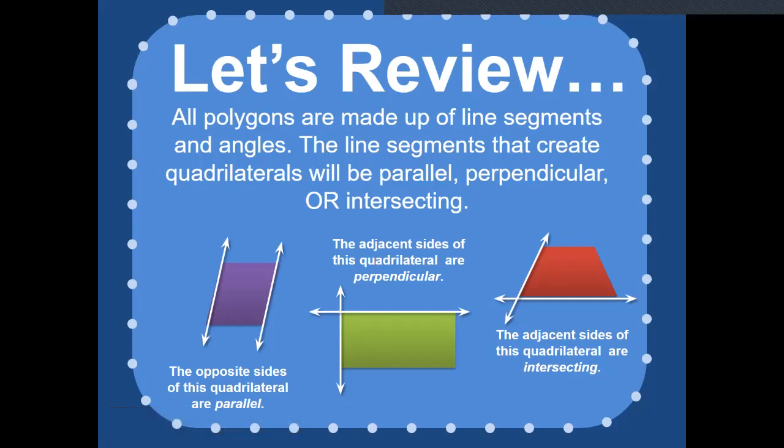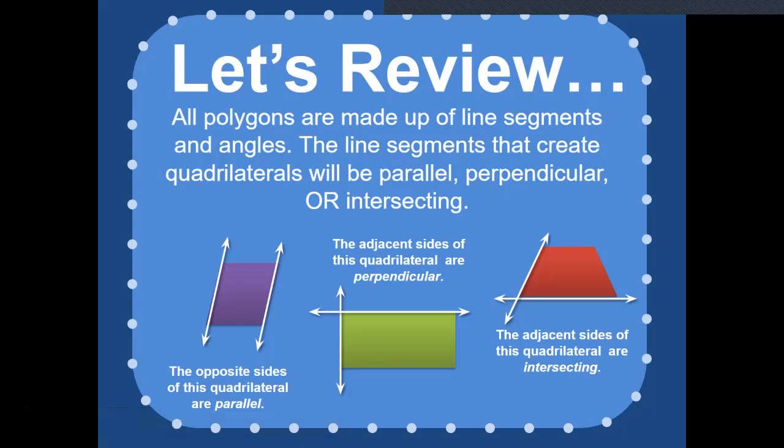Then the adjacent sides, that means the ones that are side by side. The adjacent sides of this quadrilateral are perpendicular. Perpendicular means they make what's called a right angle. Think of a piece of paper. If I stuck a piece of paper up in the corner right there, it makes a corner. So perpendicular makes a right angle, like the corner of a piece of regular paper.